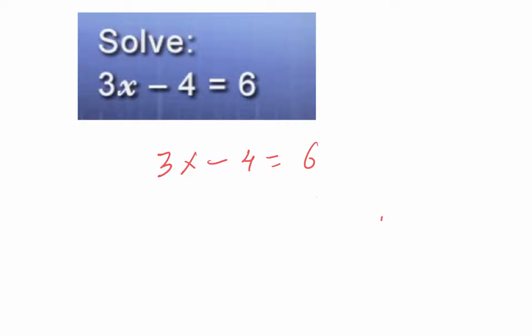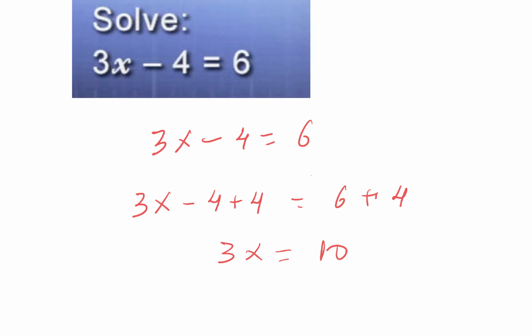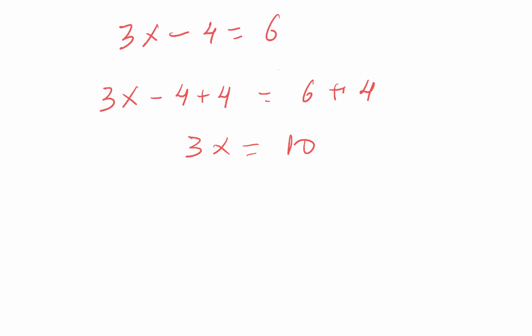We isolate 3x. How do we isolate 3x? We add 4 to the left and we add 4 to the right. So now, minus 4 plus 4 is 0, so I will have 3x equals 6 plus 4, which is 10. And now I have to solve this equation.